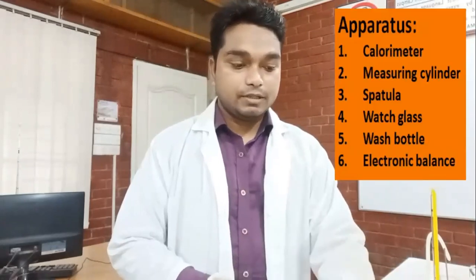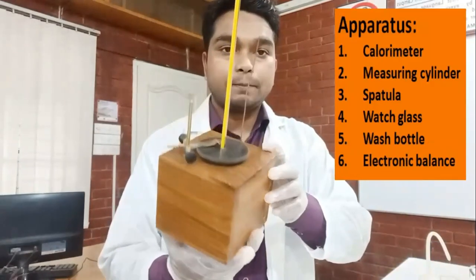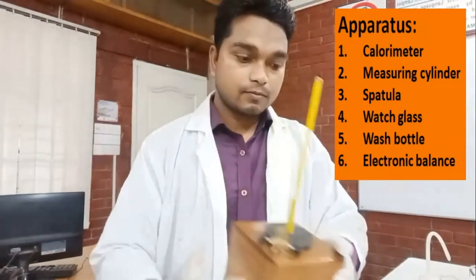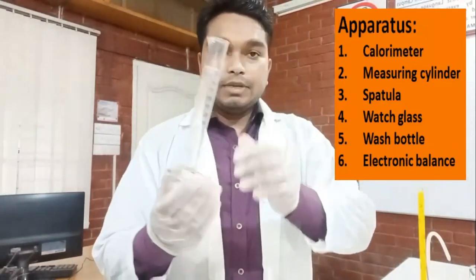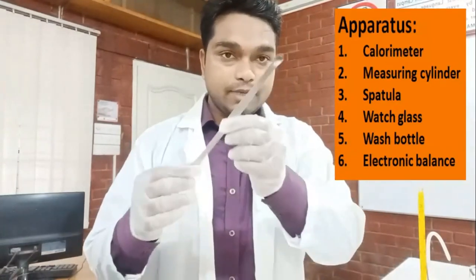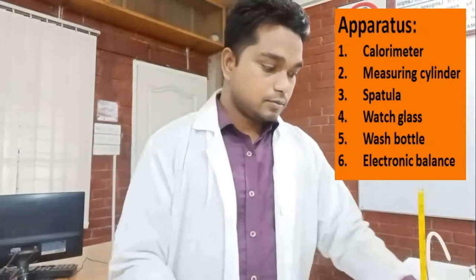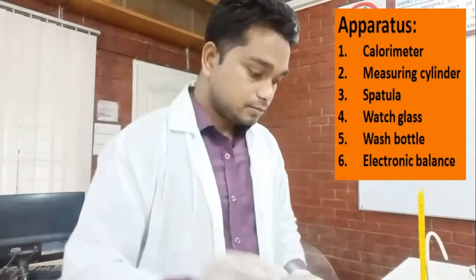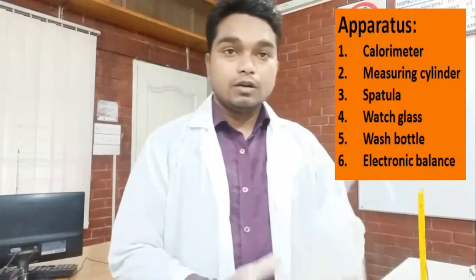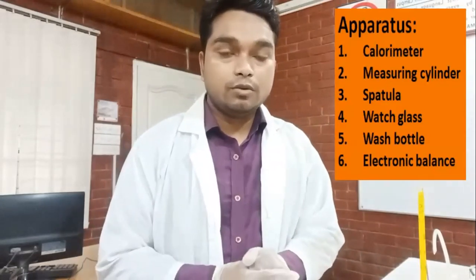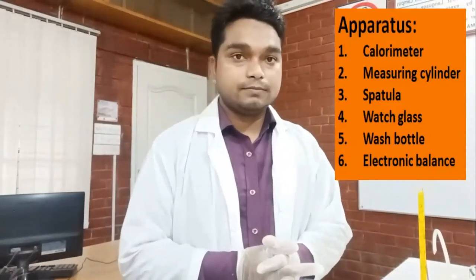Now I will show you the apparatus that we are going to use in this experiment. First one is the calorimeter. It contains a thermometer also. Measuring cylinder. We need a spatula. We need a wash glass. Wash bottle. For measuring the weight of salt, we also need an electronic balance.